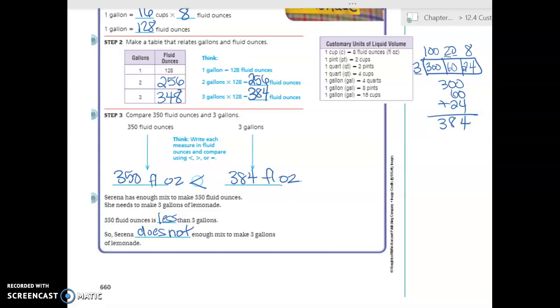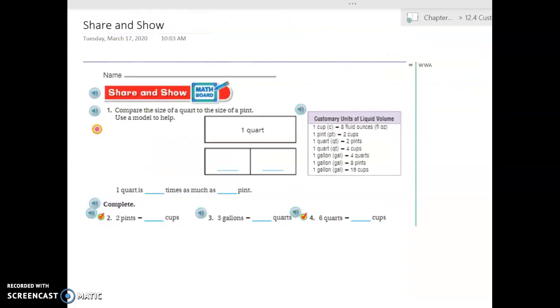Go ahead and go to the next page. Now remember, you can pause and rewind at any time if you need a little bit more time or if you need clarification on anything. So this one is to share and show. Compare the size of a quart to the size of a pint. Use the model over here to help. Go ahead and try this on your own.